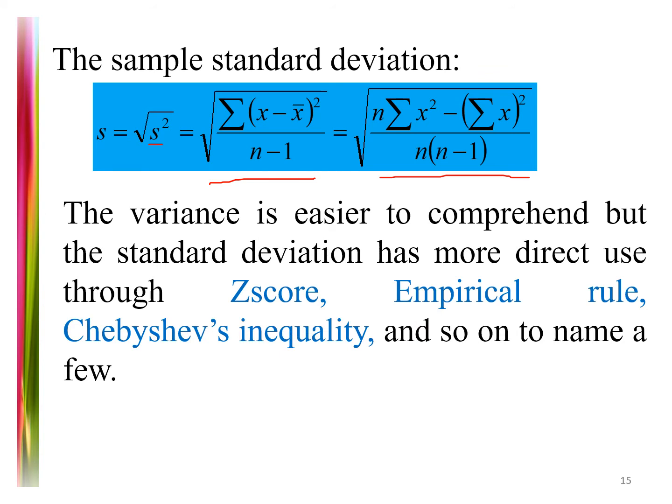The variance is easier to comprehend, but the standard deviation is more directly used in z-score calculation, the empirical rule, Chebyshev inequality, and so on, to name a few. Also, maybe later in the distribution section we will discuss the normal distribution. In the normal distribution case there are two parameters: the first parameter is the average or mean, and the second parameter is the standard deviation. So most of the time we use the standard deviation, not the variance. In some situations we will use the variance. So this is very important.